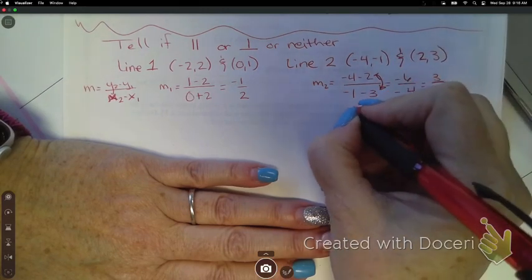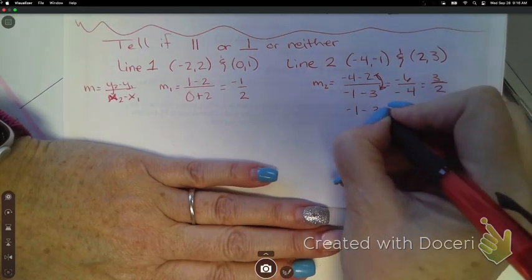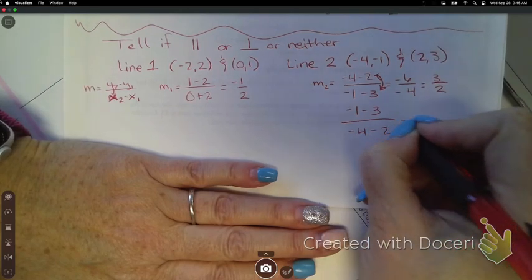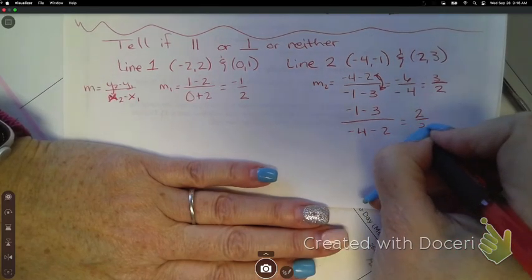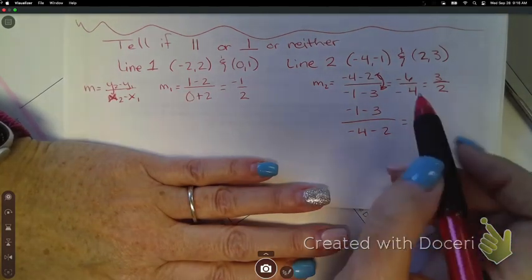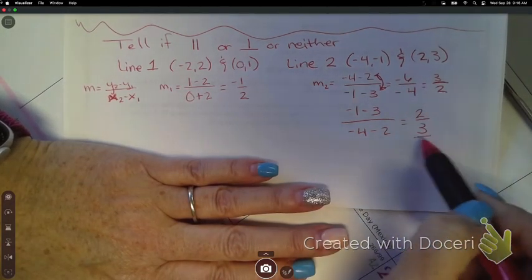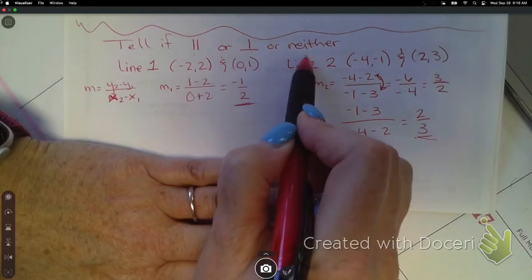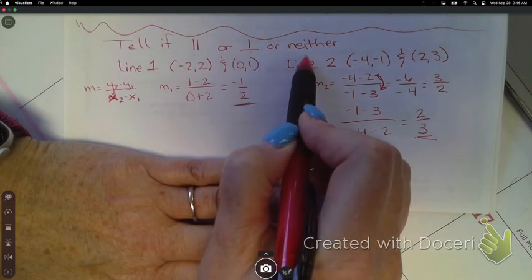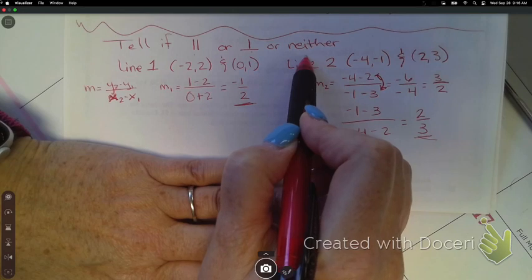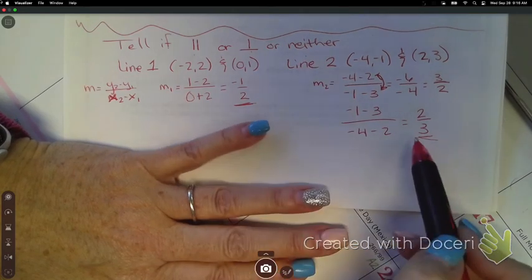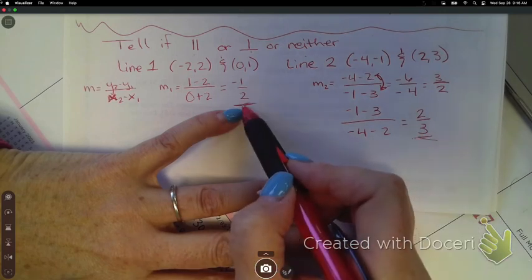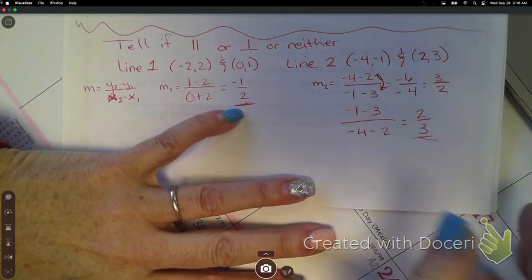Okay, so it should be -1 minus 3, -4 minus 2. So that would give me 2/3. Didn't reduce. Yeah, you have to reduce. So I have 2/3 and I have -1/2. So is that parallel, perpendicular, or neither? Neither. They'd have to be the reciprocals. Is 2/3 the reciprocal of 1/2? No.